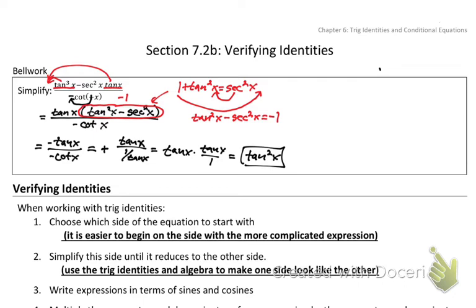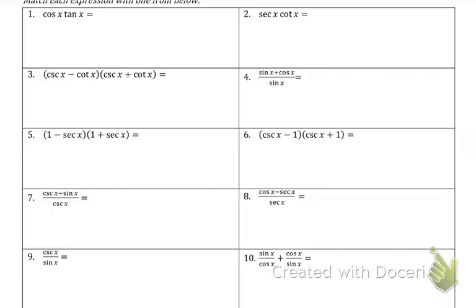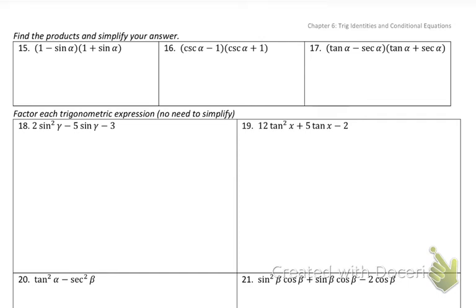So let's go over questions on the homework. We had 7.2a that was due today. Number 19 says 12 tangent squared x plus 5 tangent x minus 2. We're supposed to factor each trig expression, correct? So if I was going to use factor by grouping, I would do my a-c column and my b column. My a-c would be 12 times a negative 2, which would be a negative 24. My b column would be a 5.